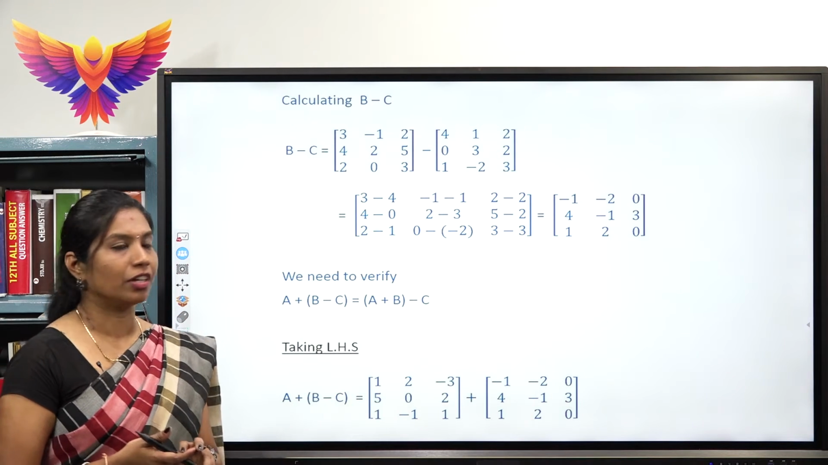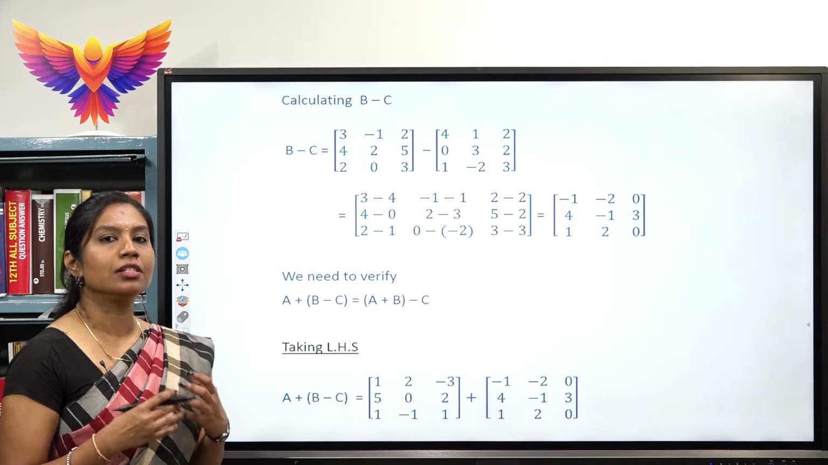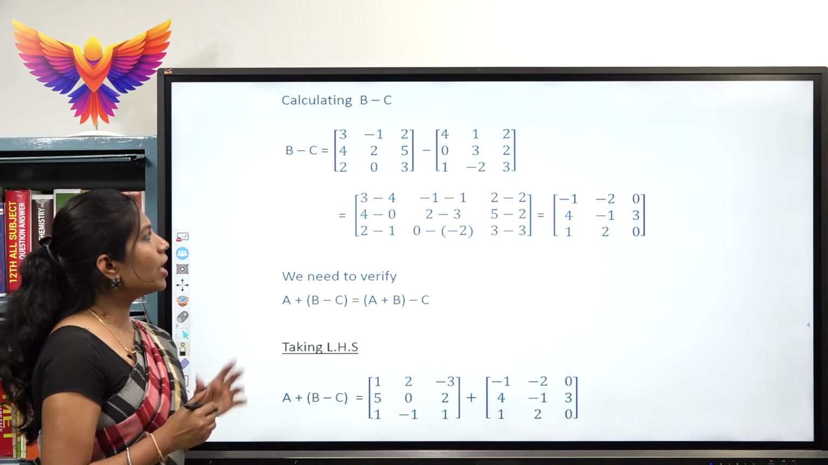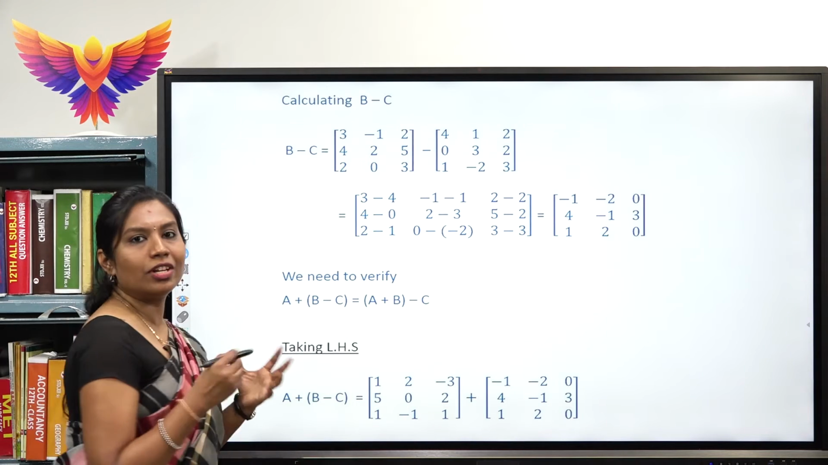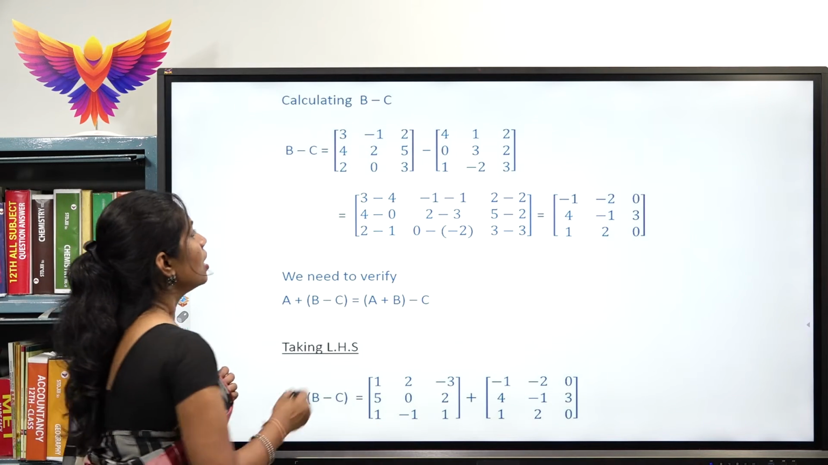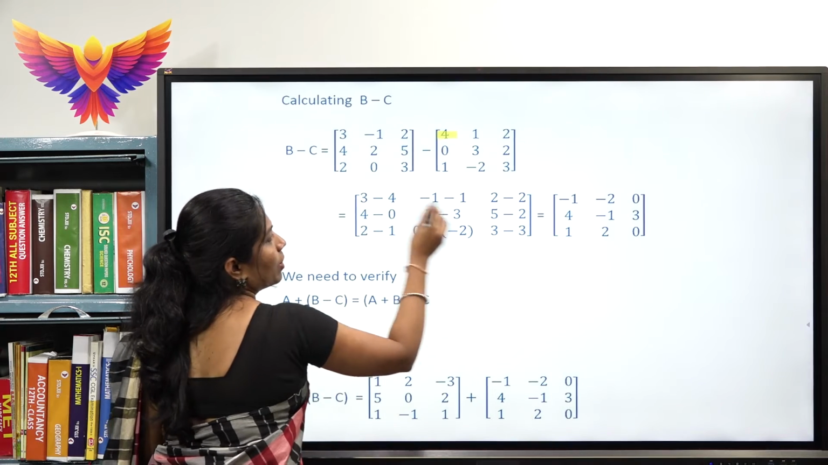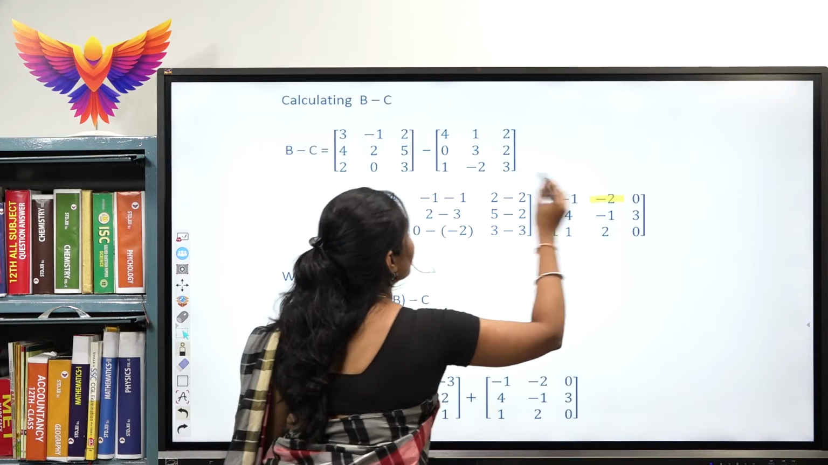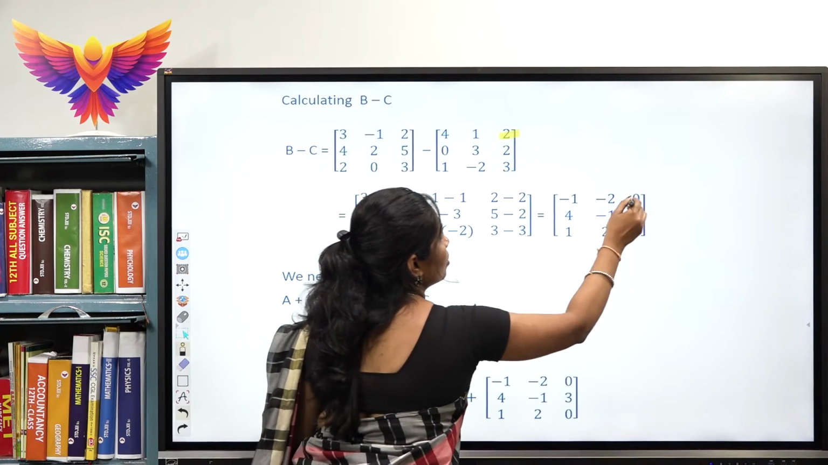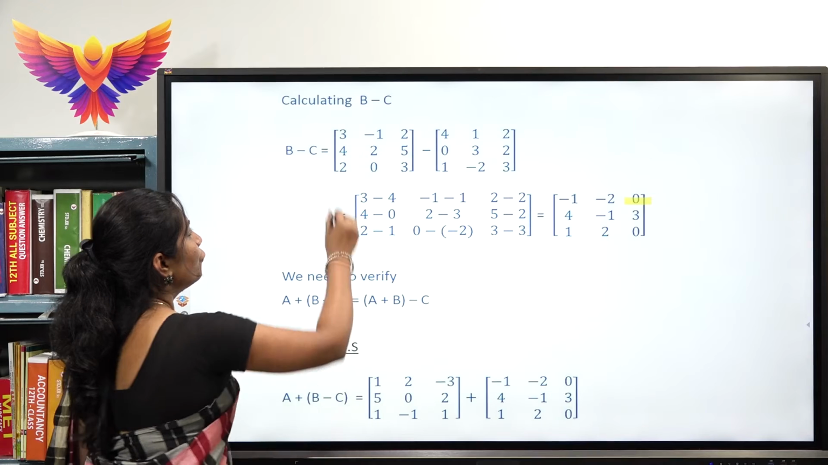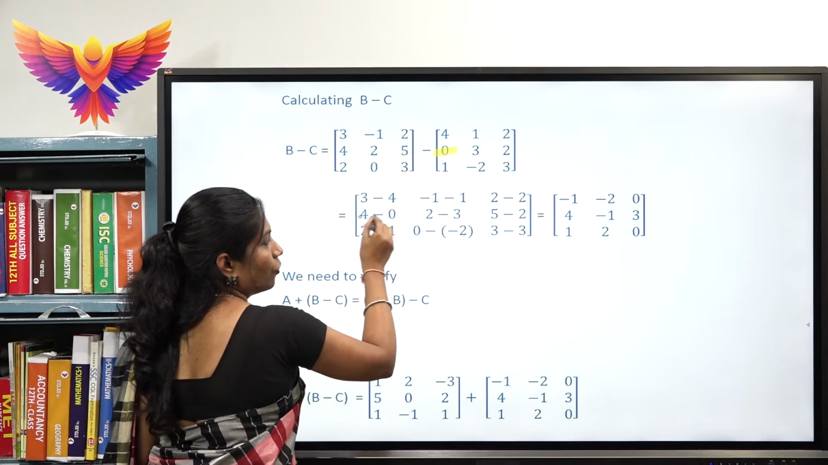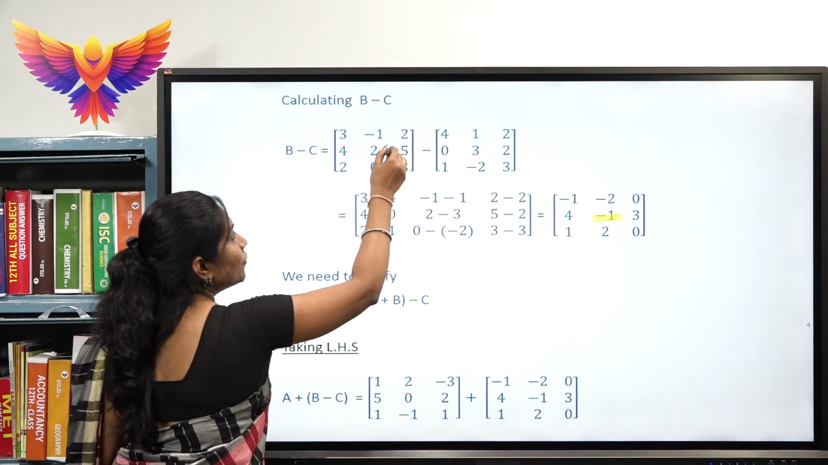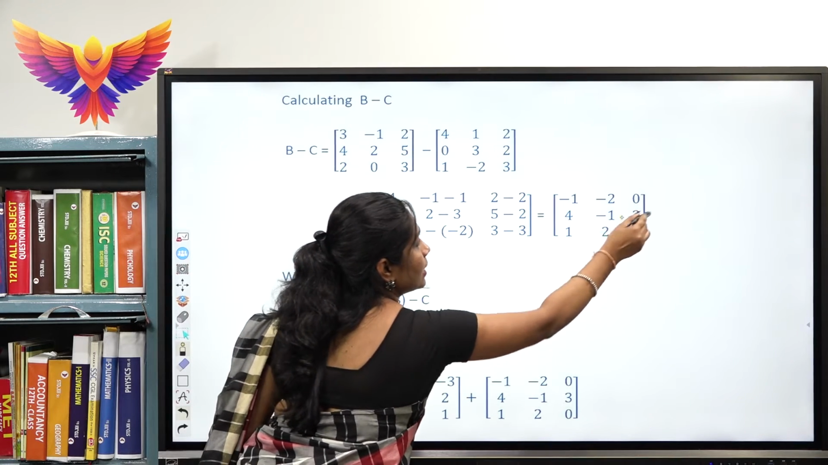So, when I have to simplify this further, the corresponding elements need to be subtracted. That is what the question has asked. We are supposed to find out what is B minus C here. So, when I have to find a difference, each and every corresponding element needs to be subtracted. That is 3 minus 4. So, I will be getting it as minus 1, minus 1 minus 1 which is minus 2. The same way 2 minus 2 which is 0. Similarly, 4 minus 0 which is 4 again, 2 minus 3 I will be getting it as minus 1, 5 minus 2 I will be getting it as 3.